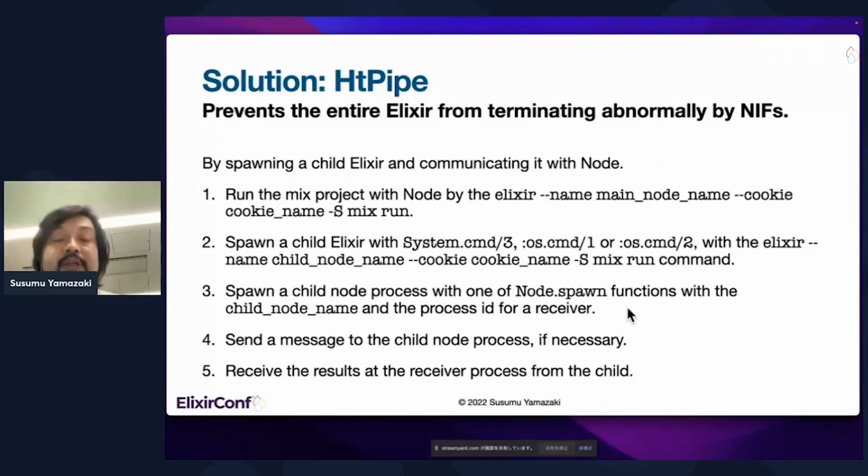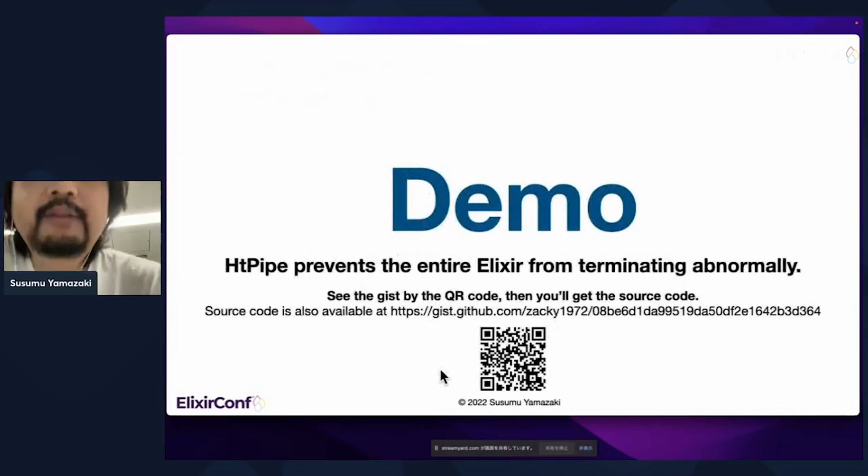Then the solution is, I propose the solution HT pipe. HT pipe prevents the entire Elixir from terminating abnormally by NIFs by spawning a child Elixir and communicating with it with node. Here are the steps. Okay. Then demo.